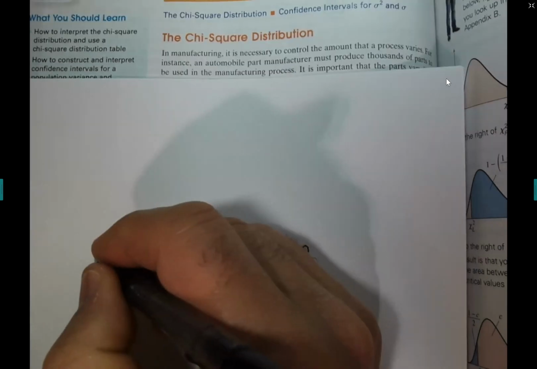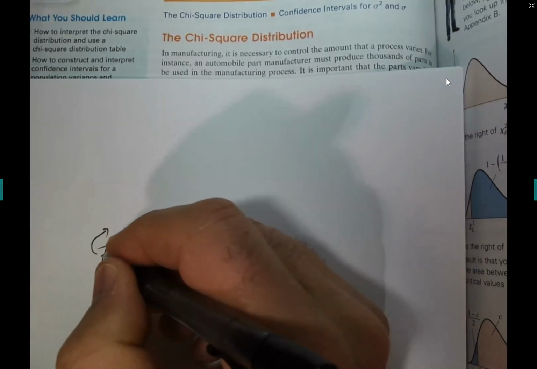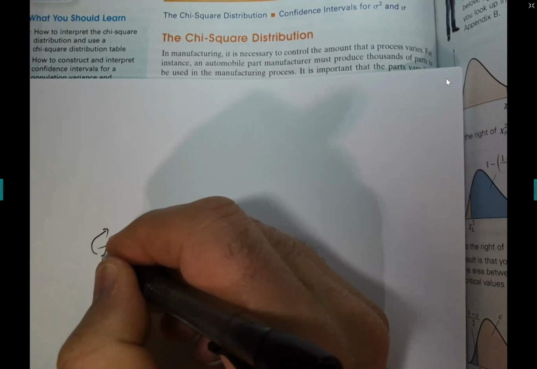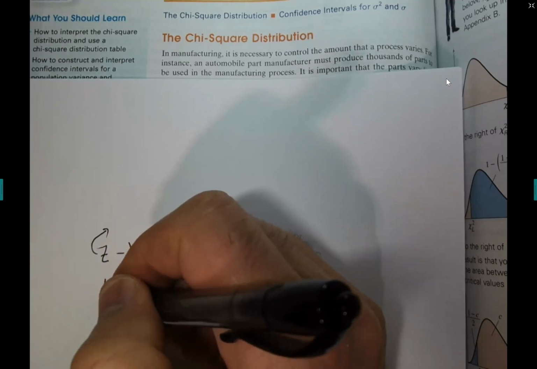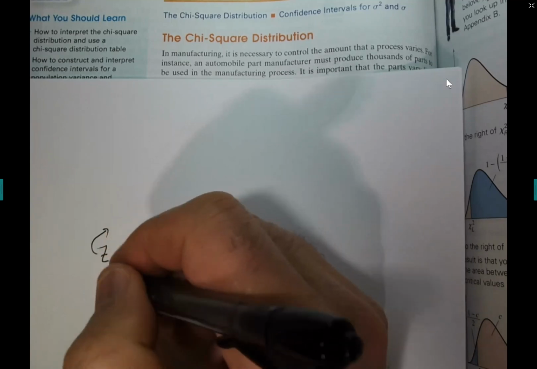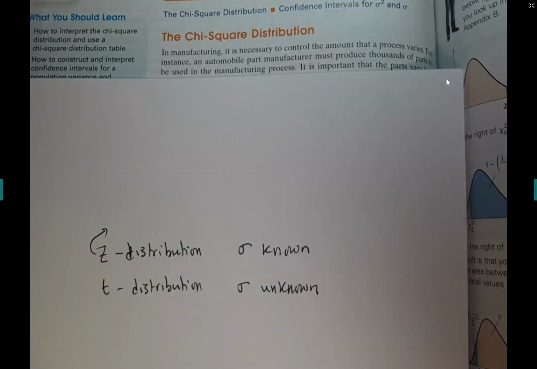We learned also that we use two tables. One is called table 4 for Z distribution, and another one is table 5 for T distribution. And both distributions are used to test the mean, whether the mean is bigger than a number, smaller than a number, at least a number, less than or equal a number, etc.